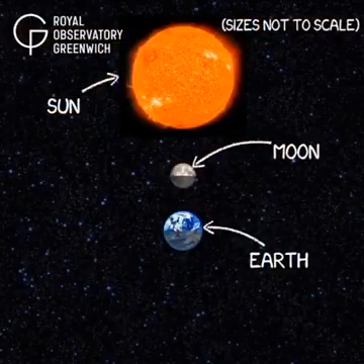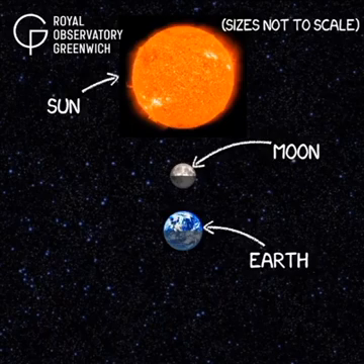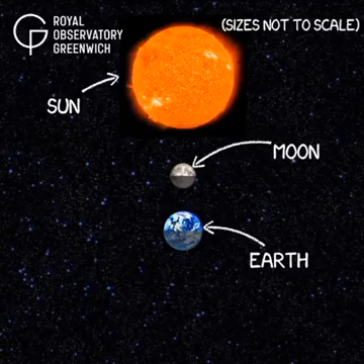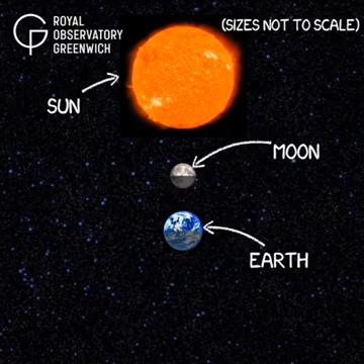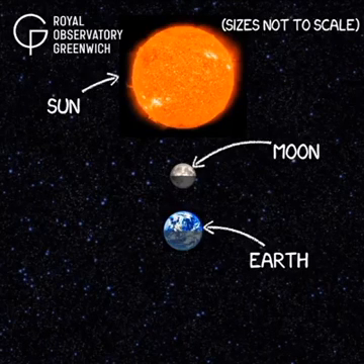Let's take a look at a diagram of the Sun, the Earth, and the Moon. In space, the Earth is orbiting the Sun, the Moon is orbiting the Earth. Our Moon doesn't make its own light. The reason why we can see the Moon is because sunlight reflects off the Moon back to the Earth. You'll notice that half the Moon is lit up by the Sun and the other half is in darkness.